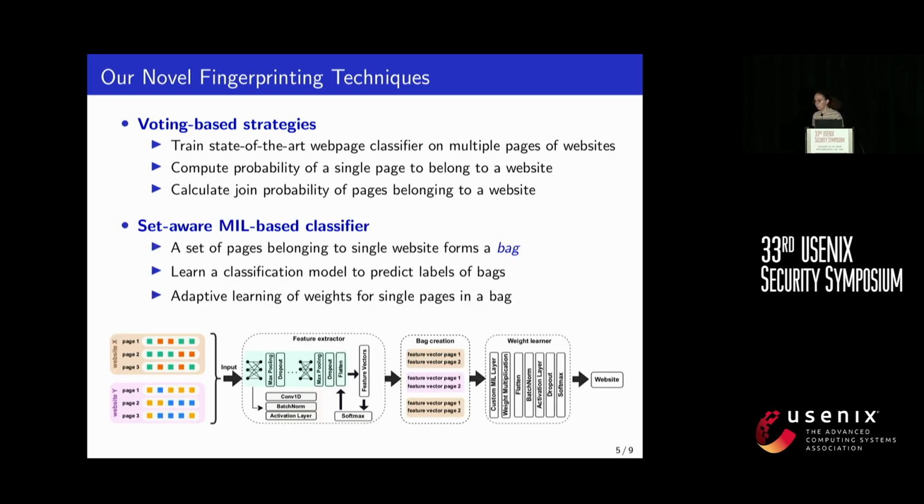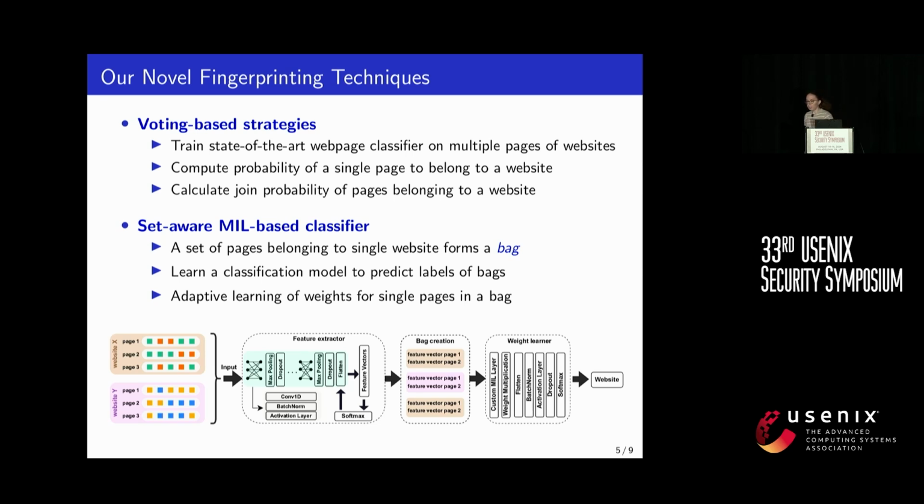Then next, our set-aware classifier based on multi-instance learning consists of three main steps. First, we have a feature extractor, which is based on an adapted CNN network. Then the feature vectors obtained from the feature extractor are grouped into bags for each website. And these bags are used to learn a classification model in order to predict labels of the bags and not single pages. And for this, we have adaptive learning of weights for the single pages in each bag.